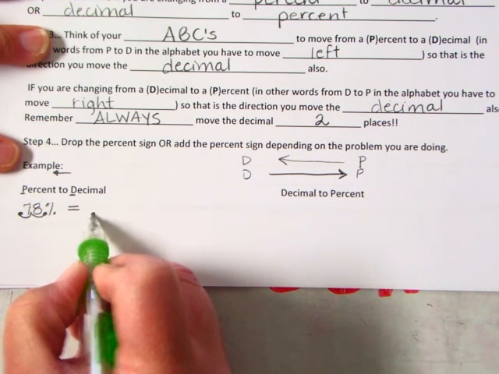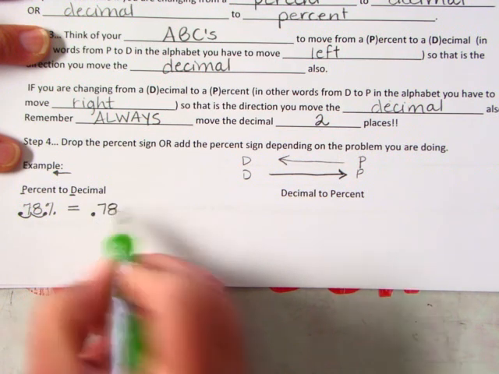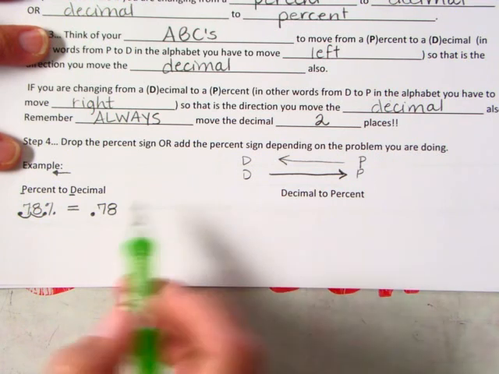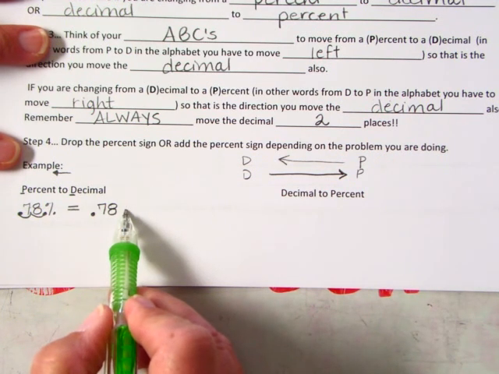So if I'm rewriting this percent as a decimal, I simply write the digits with the decimal in front of them. Notice I have dropped the percent sign. It is no longer a percent.